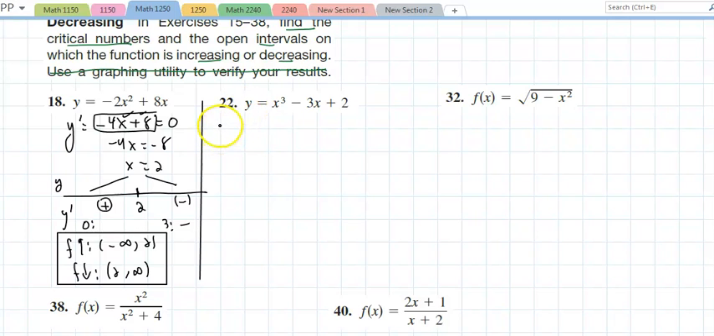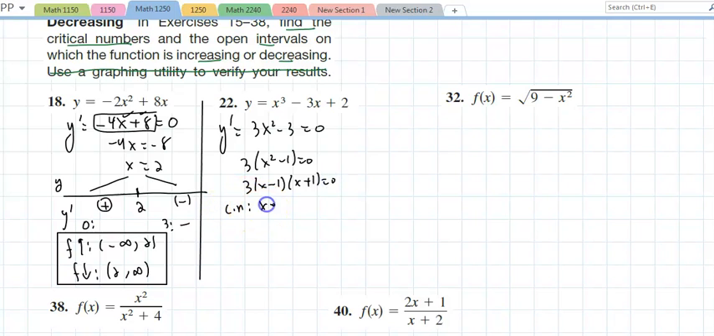The same deal with number 22. If I take a derivative, that's 3x squared minus 3. Where does that equal 0? Factor a 3 out. So the critical numbers are x equals 1 and negative 1. That's where I'm going to do my testing. Negative 1 and 1. That's where the derivative equals 0. The function is constant. So if this is the derivative, this is f.